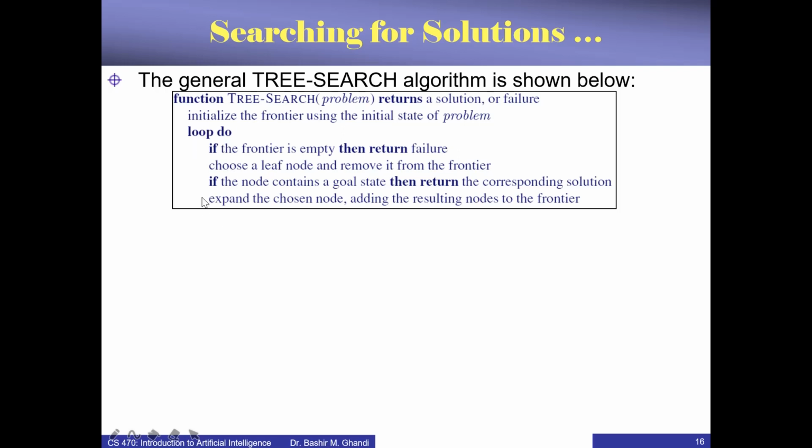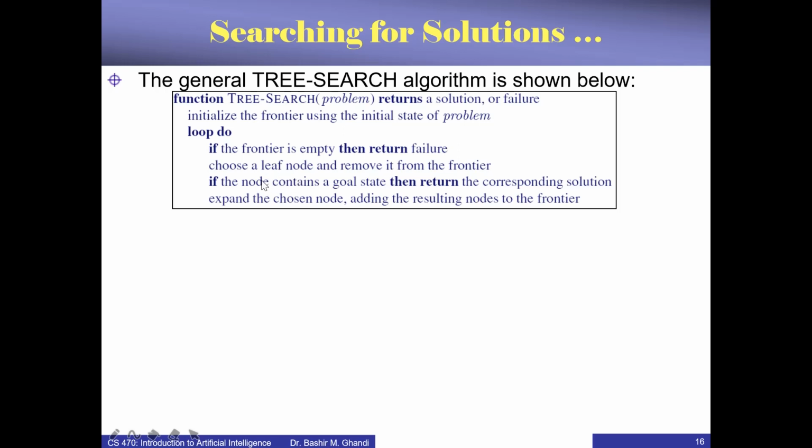And then you repeat in a loop. One, if the frontier is empty, then obviously there is no solution. So we return failure. Otherwise, we're going to choose a leaf node from the frontier, remove it from the frontier, and check: does the node we have just removed contain the goal? If yes, then return the corresponding solution. The solution here doesn't mean just the node that we have just removed. Actually, it's a sequence of nodes that you will trace back from this node to the starting state. This is what will give you the solution. So there are ways to generate the solution if we reach the goal.